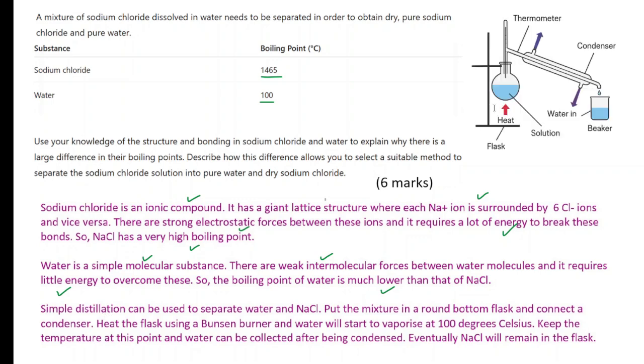Here you can see a diagram of how simple distillation works. Simple distillation can be used to separate water and sodium chloride. That will get you 1 mark. Put the mixture in a round bottom flask, this one, and connect a condenser. Heat the flask using a Bunsen burner, and water will start to vaporize at 100 degrees Celsius because it has such a low boiling point, which is significantly less than sodium chloride, which is really far away. Keep the temperature at this point, and water can be collected after being condensed.